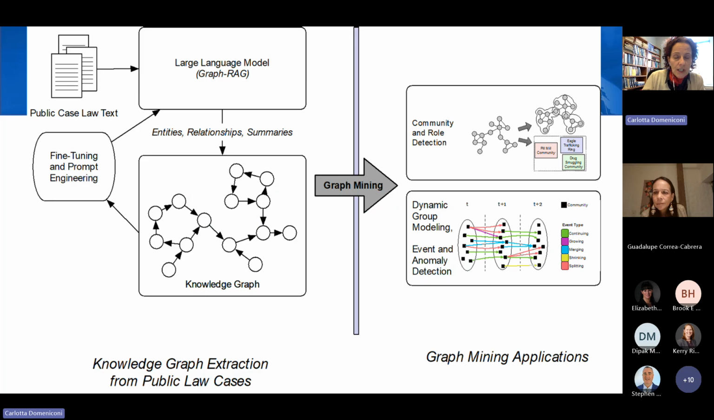So here is a picture summarizing our overall approach. The input to our system is a collection of documents describing public law cases. And they will be the input to our large language model. Specifically, we will be leveraging a large language model called GraphRag.